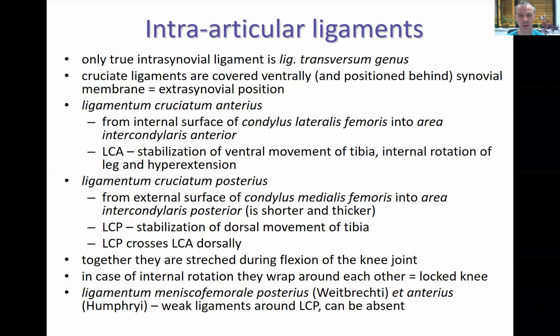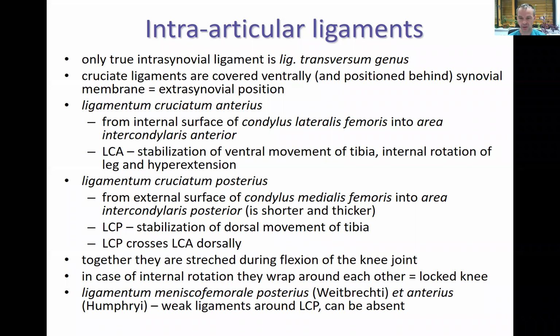The posterior cruciate ligament originates from the medial condyle from its lateral surface and inserts into the posterior intercondylar area. And the function is, again, stabilization of the movement, but in this case of the dorsal movement of the tibia.